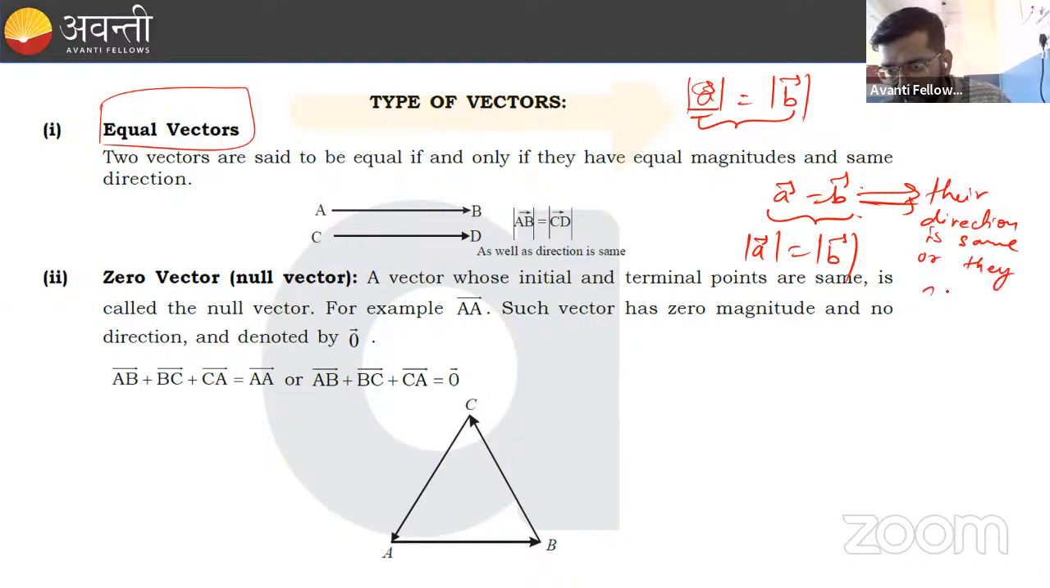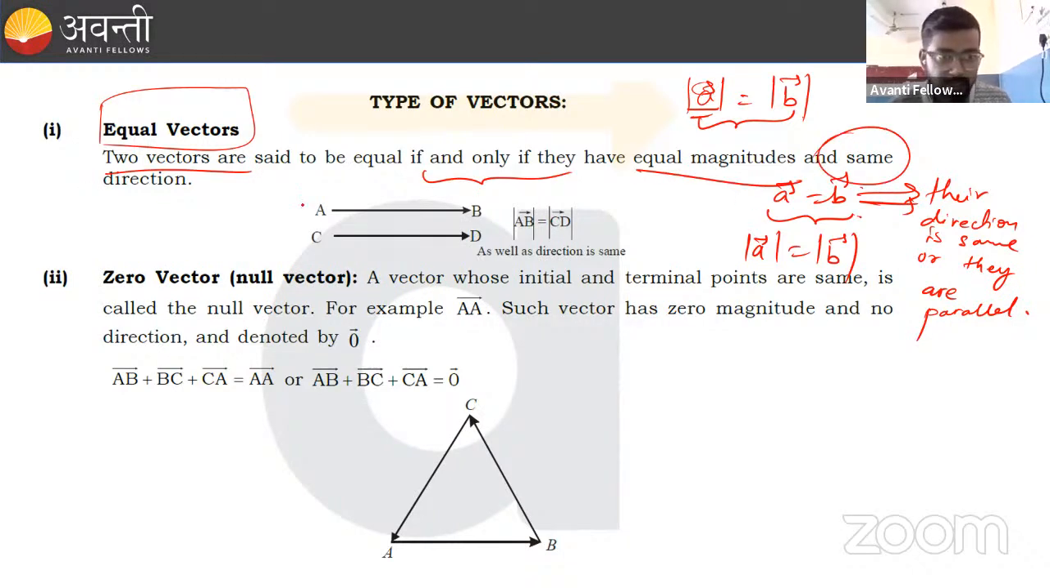Or you can also say they are parallel, right? Two vectors are said to be equal if and only if they have equal magnitude and same direction. You can see AB bar and CD bar have the same magnitude. Let's call this mod AB and this mod CD. So these two are equal in magnitude, and these two are parallel vectors. That is why these two vectors are equal.